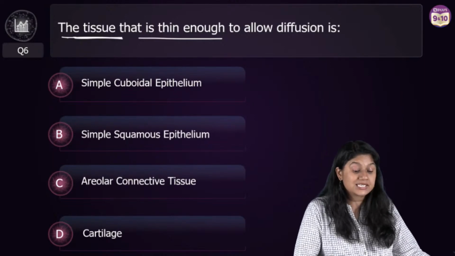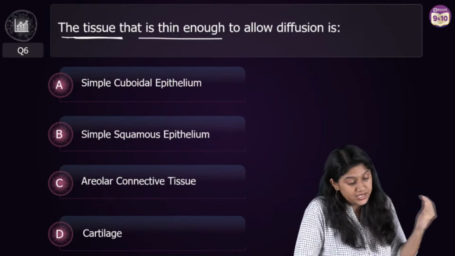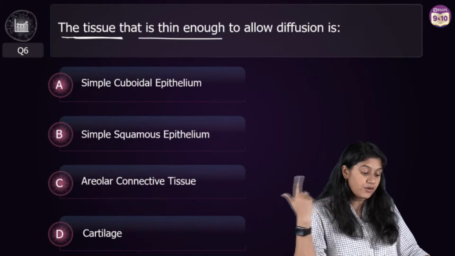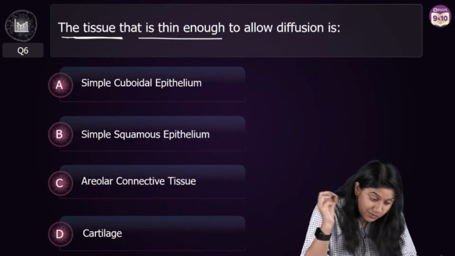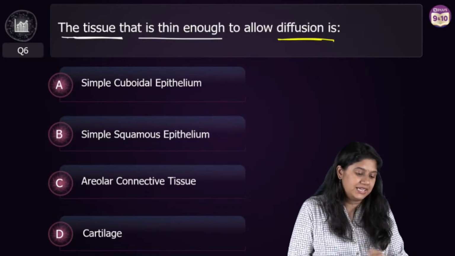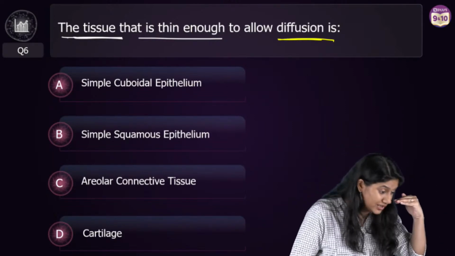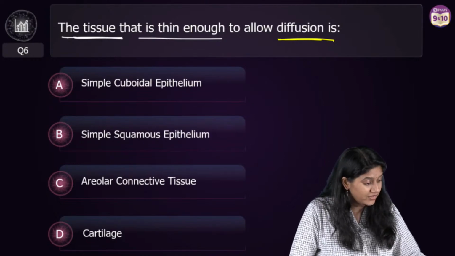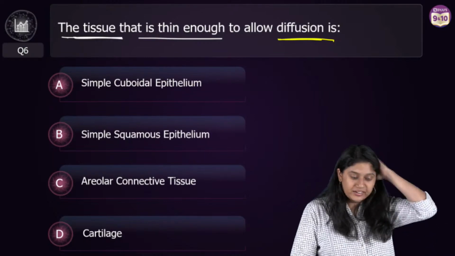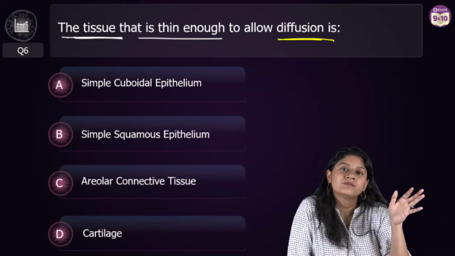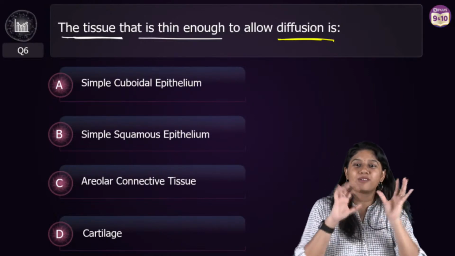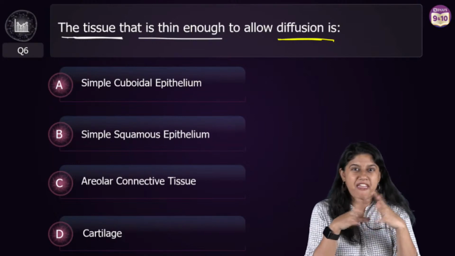The tissue that is thin enough to allow diffusion is simple cuboidal epithelium, simple squamous epithelium, areolar connective tissue, cartilage. Which among these allow the diffusion easily? They're very thin, so that the diffusion can easily happen. Pick the correct answer, everyone. Can I give you a hint over here? These particular tissues have cells which are very flat, very close to each other. When we look at the structure, we always call them a pavement structure.